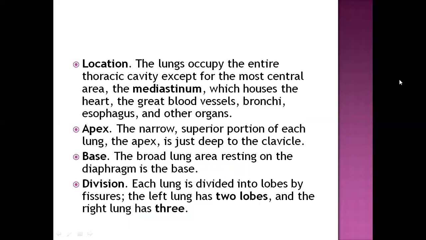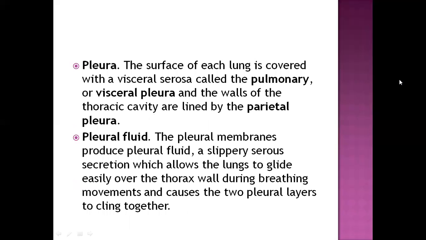Apex is the narrow and superior portion of each lung, because bronchi lead us to alveoli and lungs. It is deep to the clavicle. Base is resting on the diaphragm. And division. Division is the lobes. Left lung has 2 lobes, right lung has 3 lobes. I talked about pleura earlier. There are visceral pleura and parietal pleura, which have pleural fluid that prevents friction.